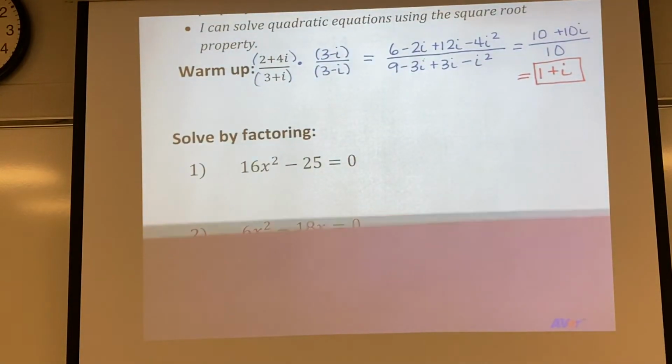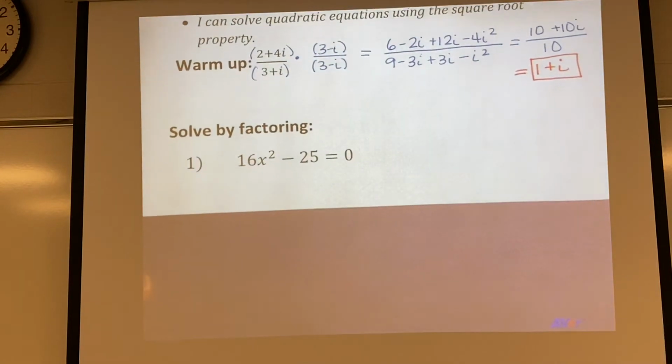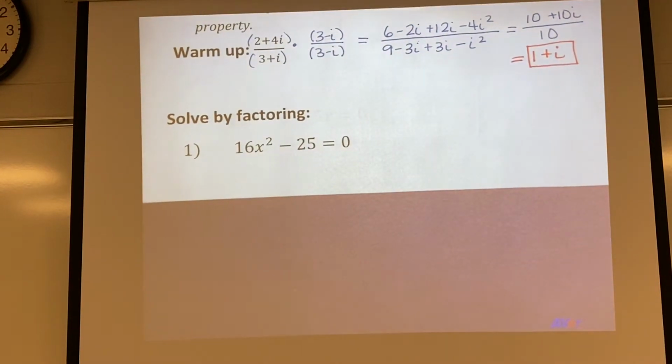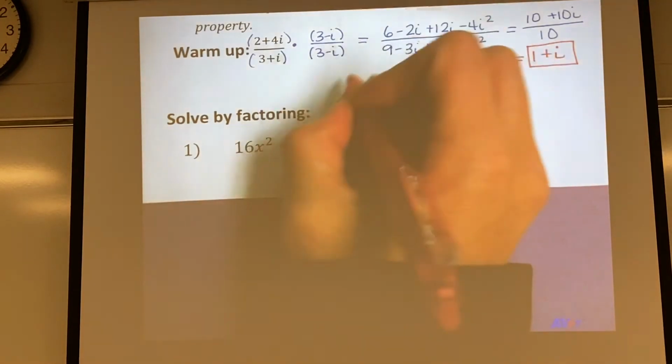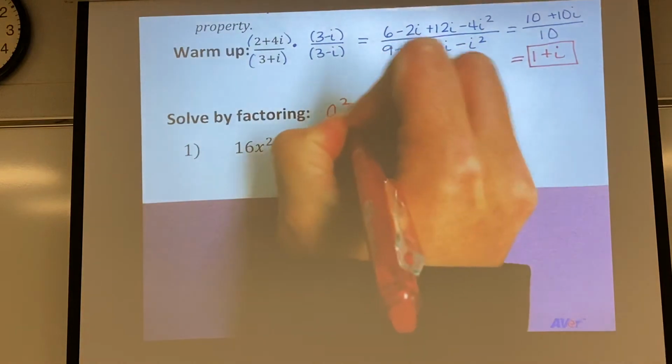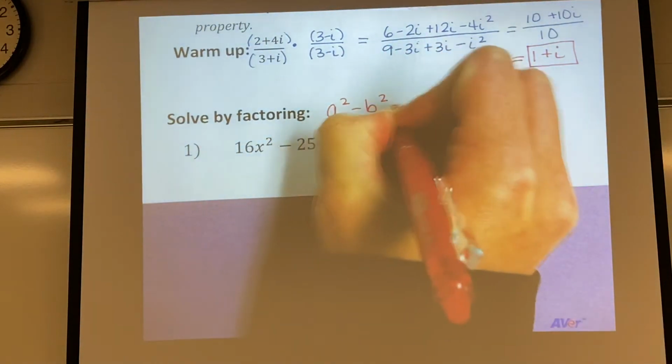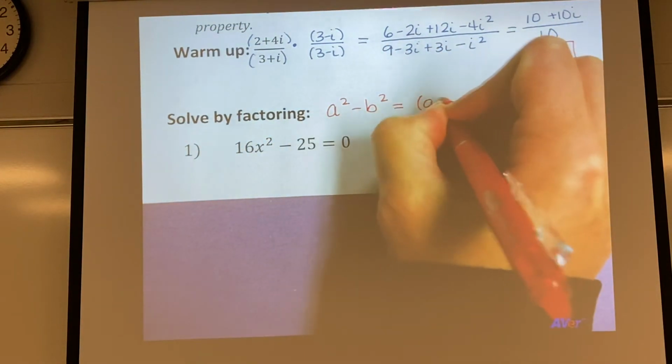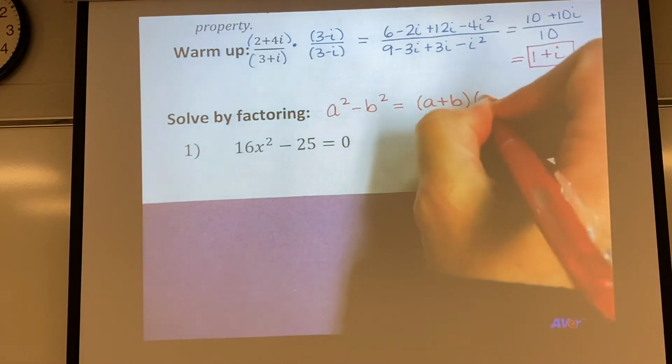All right, so today we're going to be solving by factoring. There should be a lot of review here because we've already covered factoring a lot in chapter R. The only thing we're going to do now is take the factors that we find and use those to solve using the zero product property. So just a reminder, when you see a difference of squares, a squared minus b squared, that always factors to a plus b times a minus b.